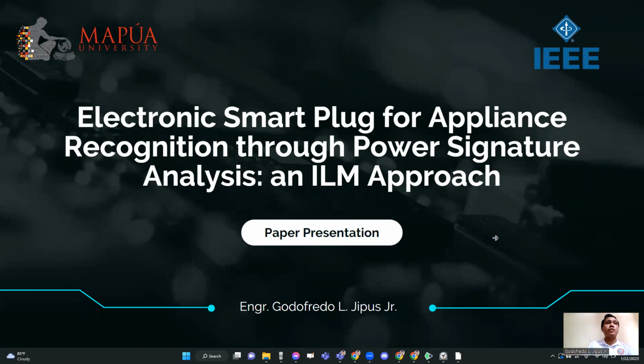Good day, everyone. I am Engineer Godofredo Lepas Jr., and I am here to present my paper entitled Electronic Smart Plug for Appliance Recognition Through Power Signature Analysis, an ILM Approach.